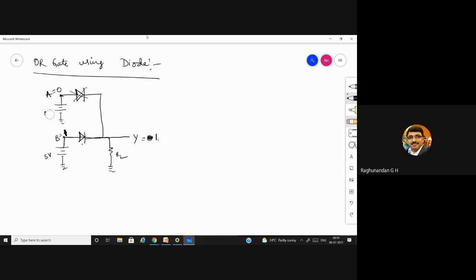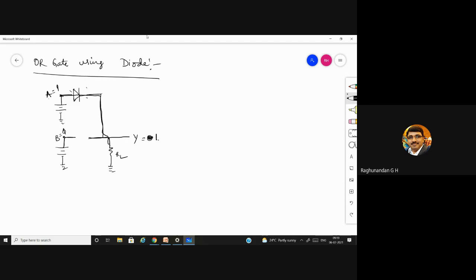Now, in the same way, I can make the reverse of it. A is equal to 1, B is equal to 0. So when A is equal to 1, this diode is going to be forward biased. So the current starts flowing like this and it will reach the load resistance. When B is equal to 0, the diode is going to be open. So the current will not flow. But still, since A is equal to 1, this diode is going to be forward biased and output is going to be said to be 1.